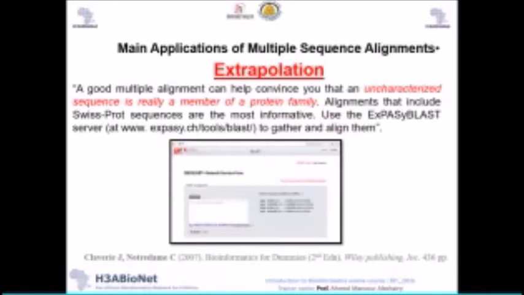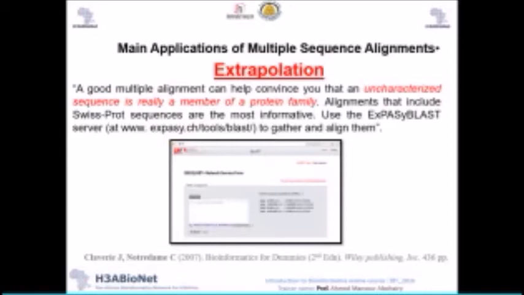We use it for extrapolation. Extrapolation means a good multiple sequence alignment can help convince you that an uncharacterized sequence is really a member of a protein family. For example, if you have a new protein and you want to know what kind of protein it is, or which protein it is related to, this is simply called extrapolation.